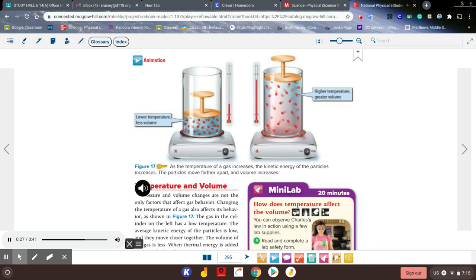When thermal energy is added to the cylinder, the gas particles move faster and spread farther apart. This increases the pressure from gas particles, which push up the plunger. This increases the volume of the container.